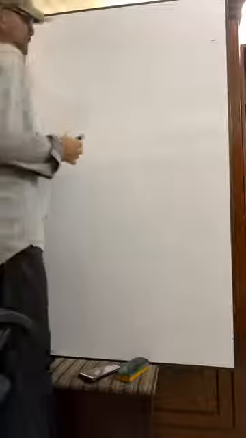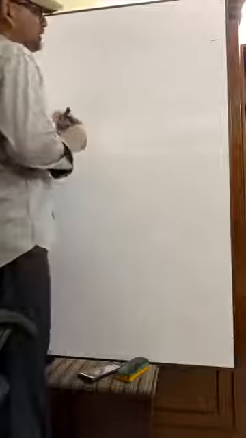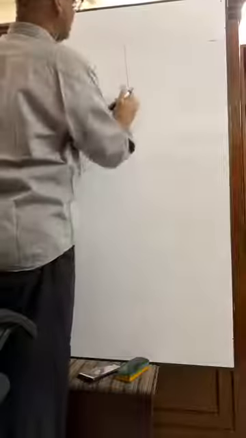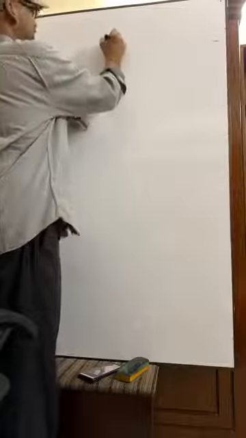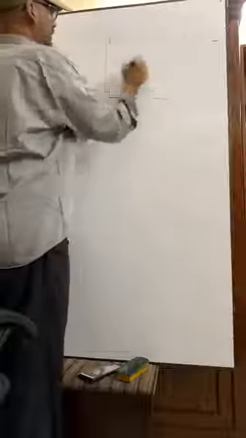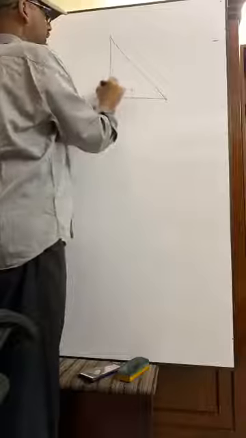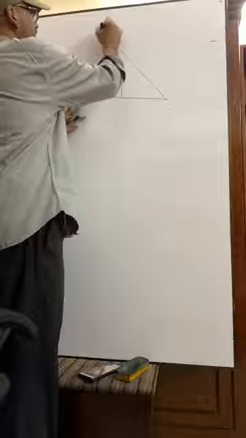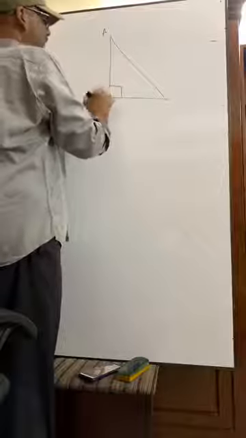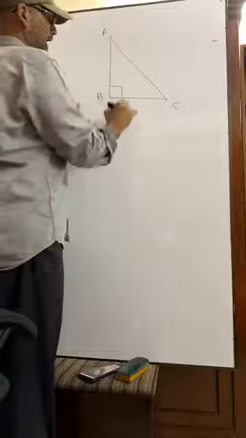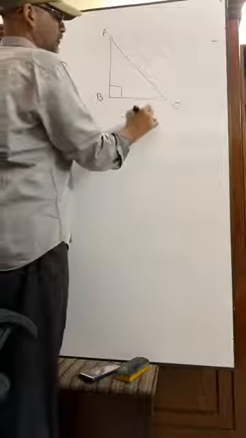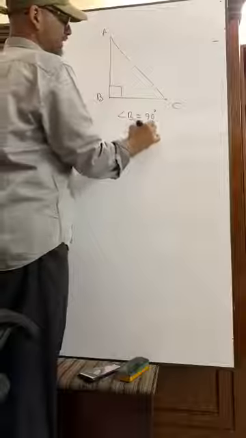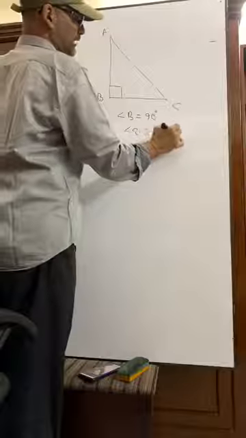Suppose a question can be given like this: this is the right angle triangle. This is A and this is B and this is C. Here angle B equals 90 degree. Angle C is equal to twice angle A.